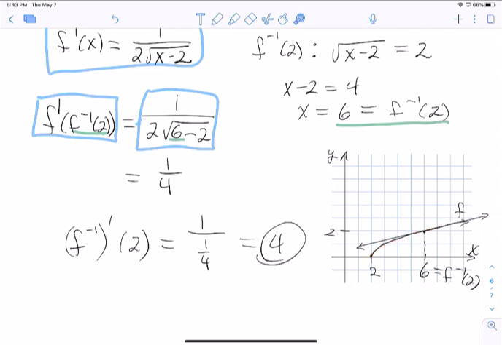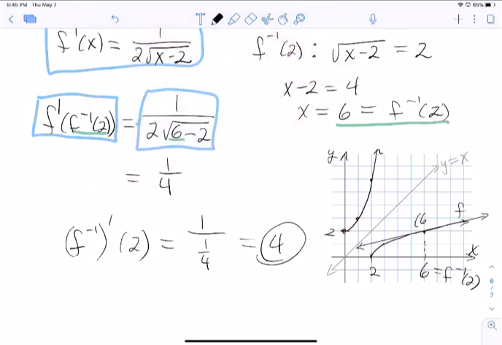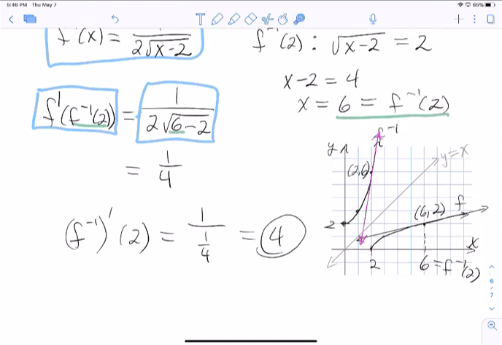So this is the curve f. Now f inverse is going to be a reflection about the line y equals x. Well, the graph's a reflection anyway. And if the function f contains the point 6,2, then the inverse function contains the point 2,6. Right, so there's f inverse. And of course, f inverse has a tangent line there as well.